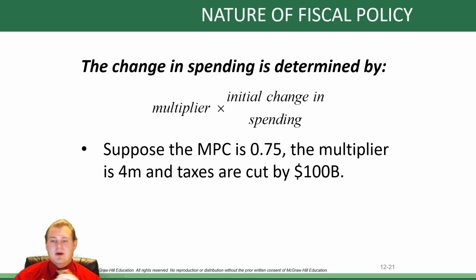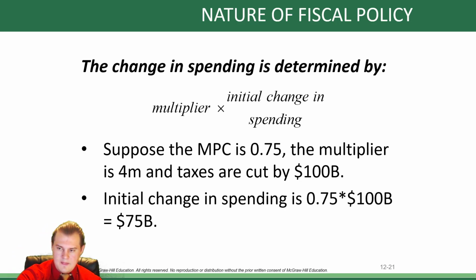Suppose the MPC is 0.75, the multiplier is 4, and taxes are cut by 100 billion. Usually when I see M, that's millions, but they're using M for the multiplier. So all they're doing here is, rather than spending 100 billion, they're doing a tax cut of 100 billion. What's the difference? How much is it going to move AD? The initial change in spending is 75 billion.